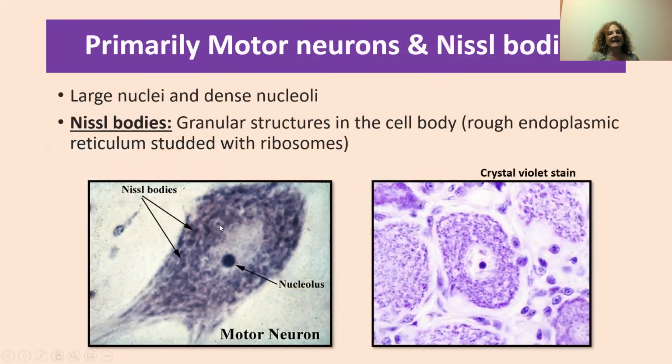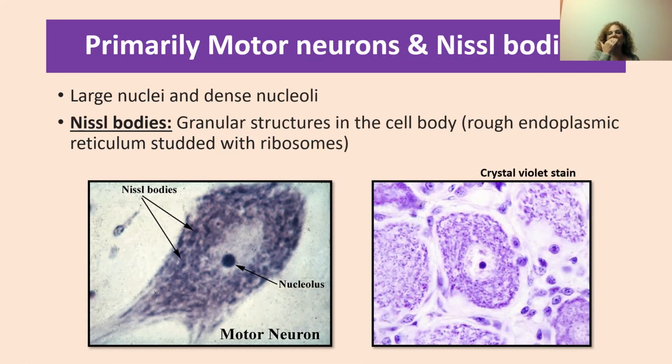So these are, again, these large motor neurons. You can recognize them by the Nissl bodies. Here we have the Nissl bodies in both cases. They're in the cytoplasm, basophilic, and very granular. So they're easily recognized as the Nissl bodies within the cytoplasm.